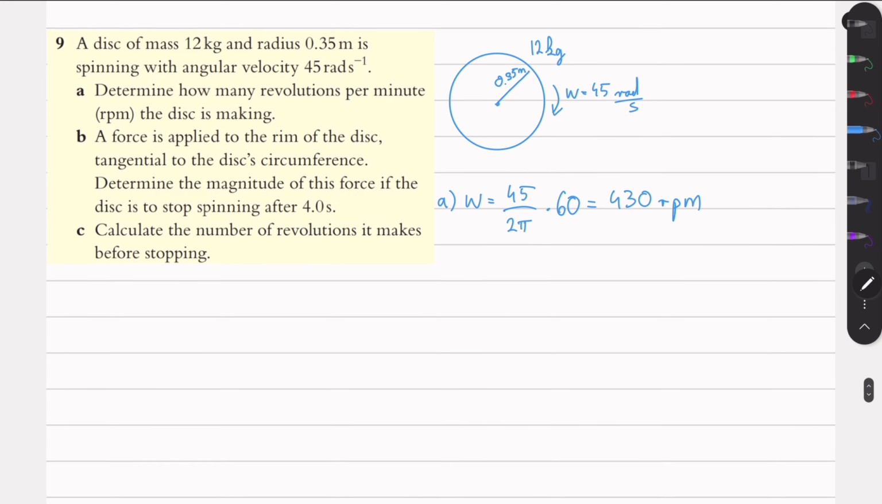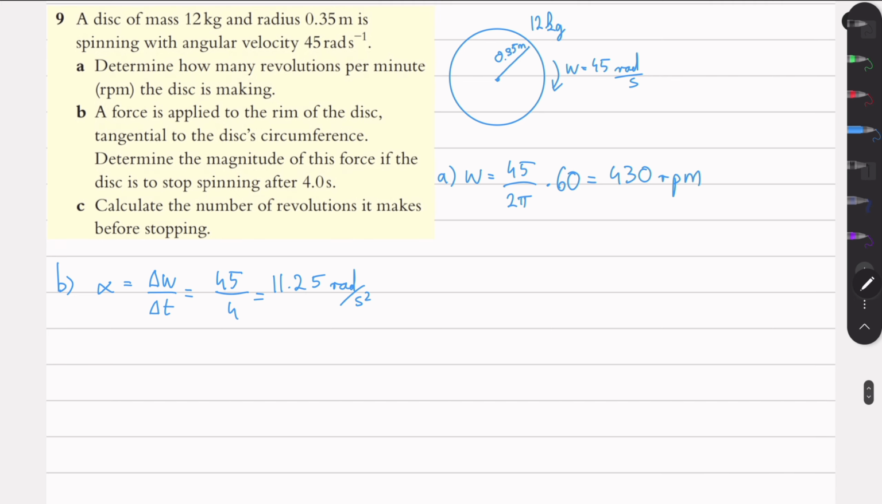And then part B, we're told a force is applied to the rim of the disk, tangential to the circumference. Determine the magnitude of this force if the disk is to stop spinning after 4 seconds. So we can calculate the angular acceleration simply from the definition, the rate of change of angular velocity over the change in time. We know it has to decrease by 45 in a time of 4 seconds. So the angular acceleration has to be 11.25 radians per second squared.